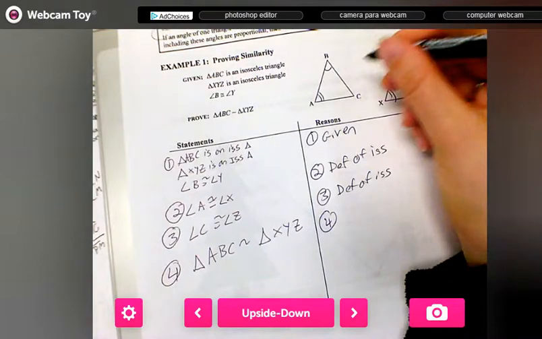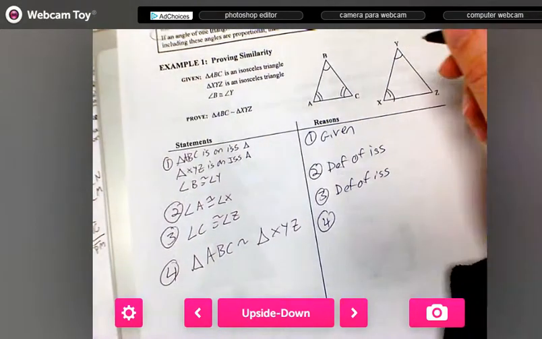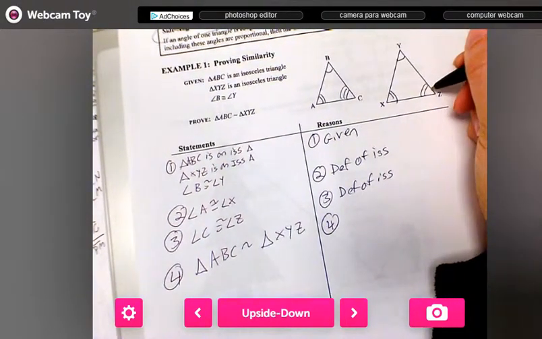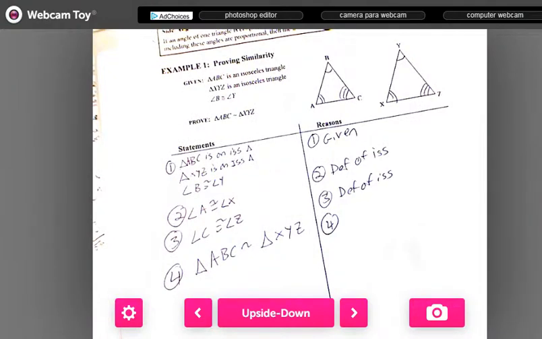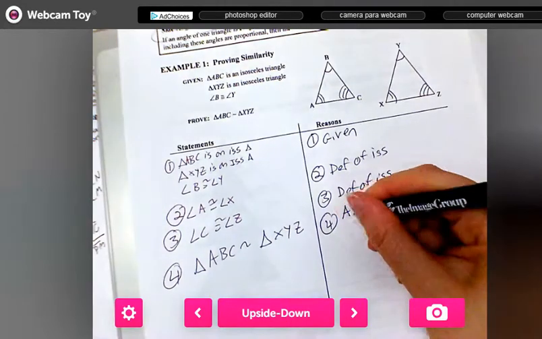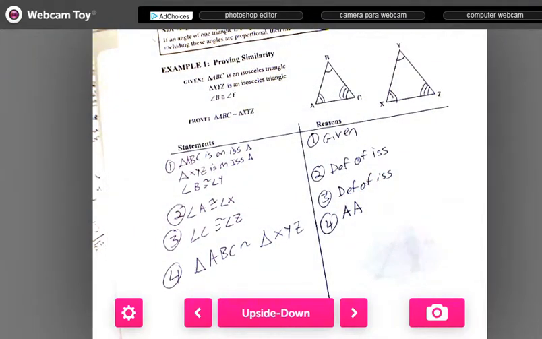I've got A and X are congruent. I've got C and Z are congruent. I've got B and Y are congruent. Why do I know that these two triangles are similar? Because of what? Angle, angle, angle, guys. Angle, angle. You can put 3 angles if you want because all 3 angles are congruent, or you can just put 2. Either one. All right, let's go ahead and turn this over and we'll look at the back.